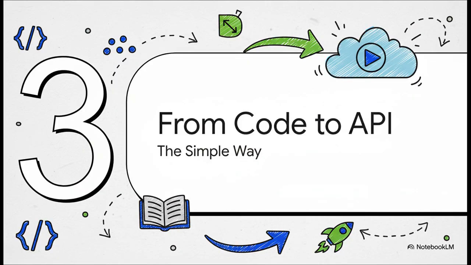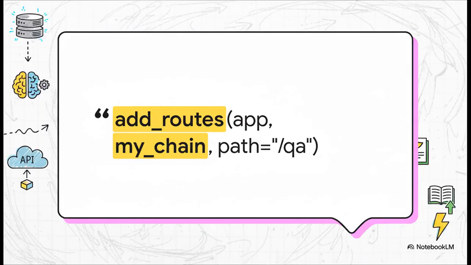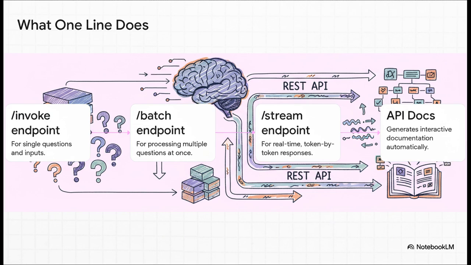Okay, so that's the big idea. But what does this look like in the code? Is it actually that simple? Oh yeah, this is where it gets really good. It basically boils down to one single line. This right here, this is the whole shebang. add_routes. You just tell it which FastAPI app to use, give it the chain you already made, and tell it what URL path you want. And that's it. Seriously.